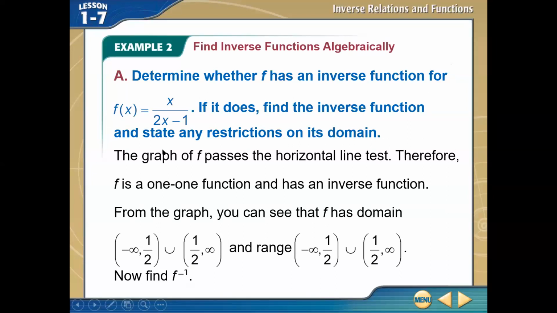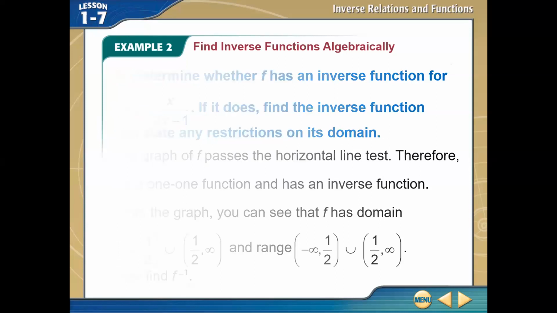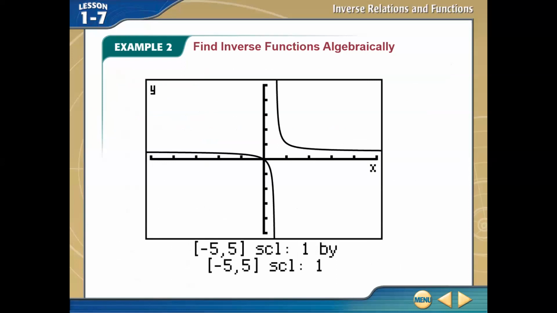So the graph passes the horizontal line test. That was step one. Therefore, f is a one-to-one function and has an inverse function. From the graph, you can see that the domain of f is negative infinity to 1/2, the union of 1/2 to positive infinity, and the range is negative infinity to 1/2 with the union at 1/2 and positive infinity. Now we got to find f inverse. This is them plugging it in. There's the graph.